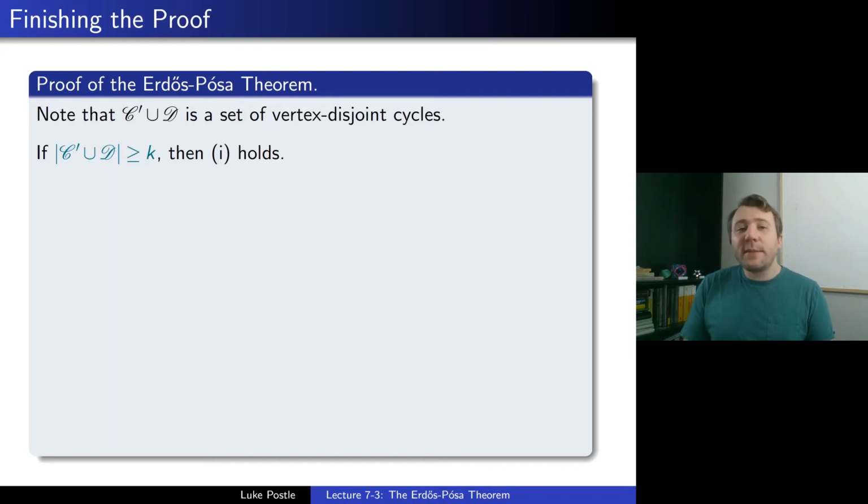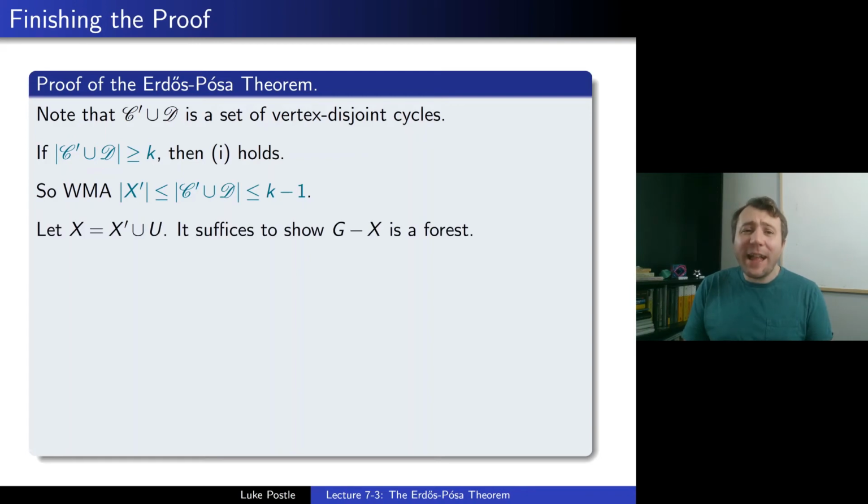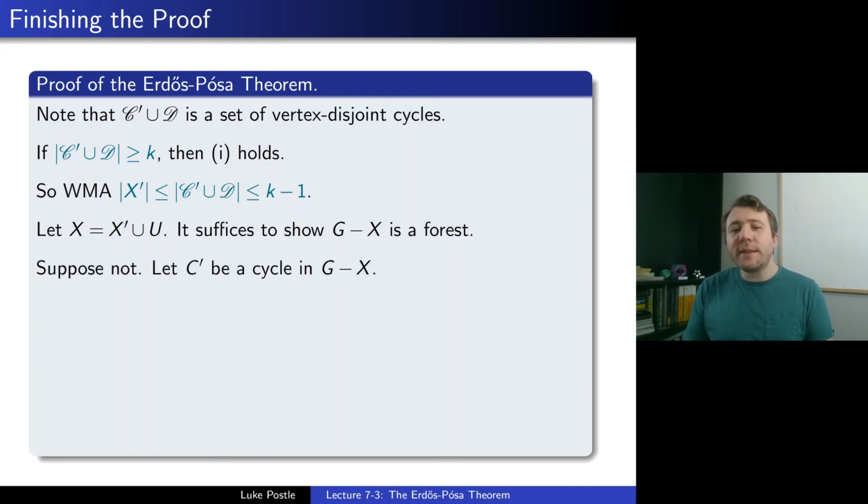Now if C prime union script D is at least k, we're done because they're a set of vertex disjoint cycles, and then one would hold. So we may assume that the size of X prime is at most the size of C prime union D, which is at most k minus 1. So X prime is small, and now we'll let X, our real cover, be X prime union U. And it now suffices to show that G minus X is a forest, because this would be a small enough hitting set. So suppose not, let C prime be a cycle in G minus X.